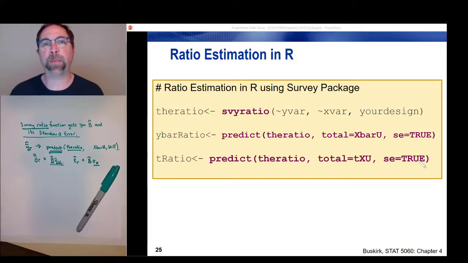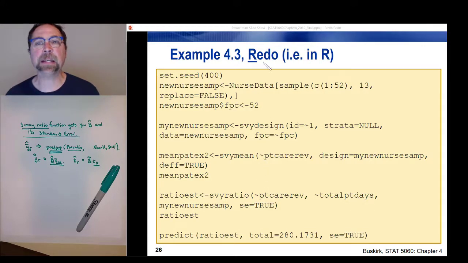Given what we've already learned about specifying the design, we have a new function that's going to serve as the basis here. That's going to get us our estimate of B, and then we're going to use that estimate of B, along with the particular population values of the parameters, to calibrate or predict, to get our predictions or estimates. Okay, so we're going to look at how to do this in R.